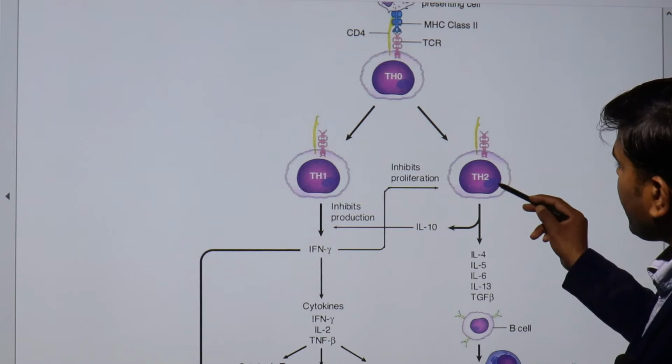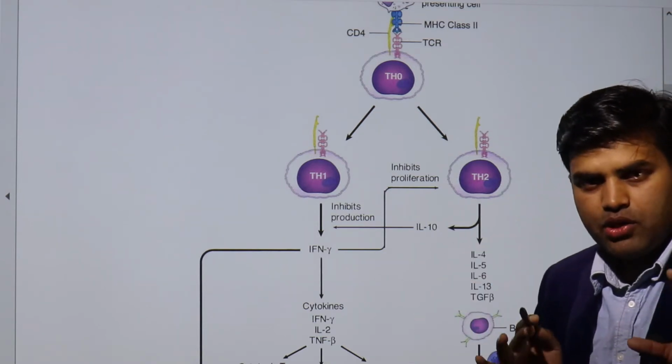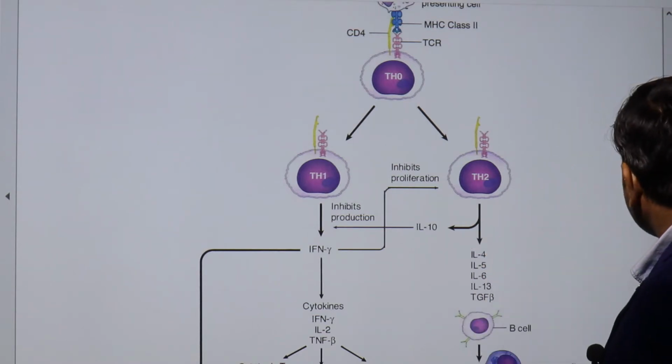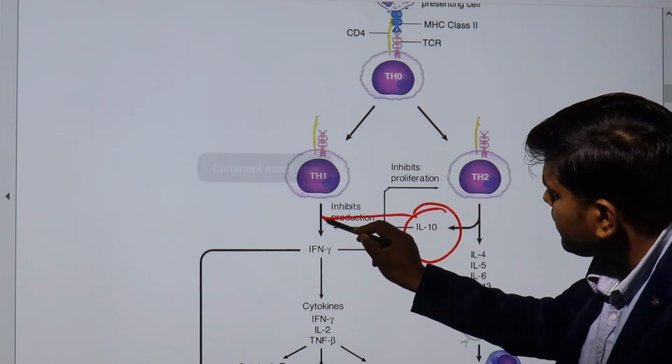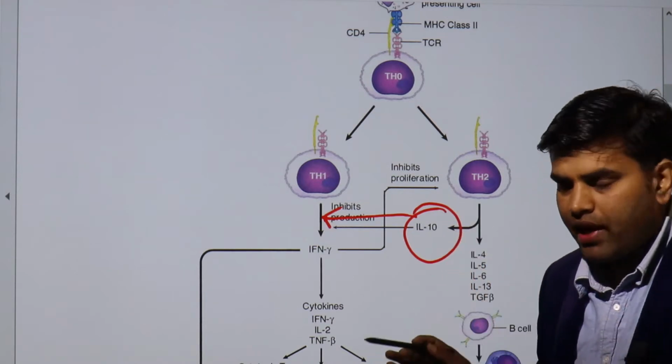If we have activated the Th2 arm, that will drive antibody secretion, but they will also release the cytokine interleukin 10, and this interleukin 10 will inhibit your Th1 arm, so the Th1 arm will not be activated.